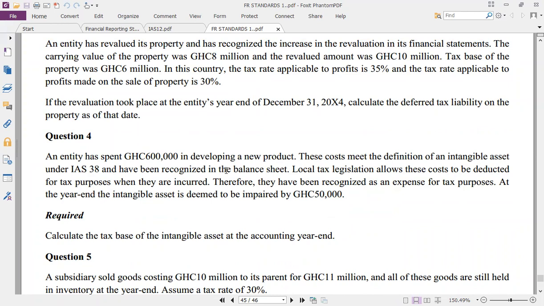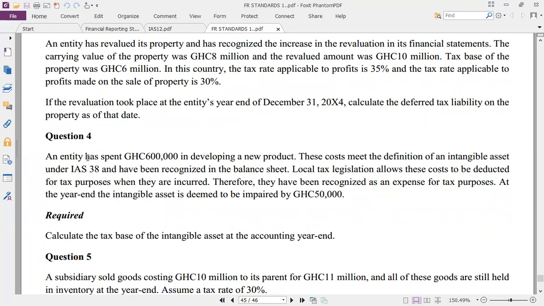Okay, so let's see this particular question. Question 4. So question 4, an entity has spent 600,000 in developing a new product.